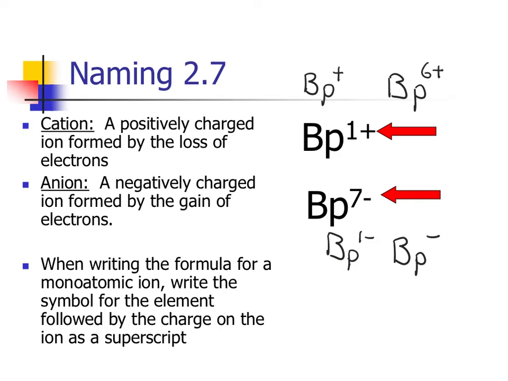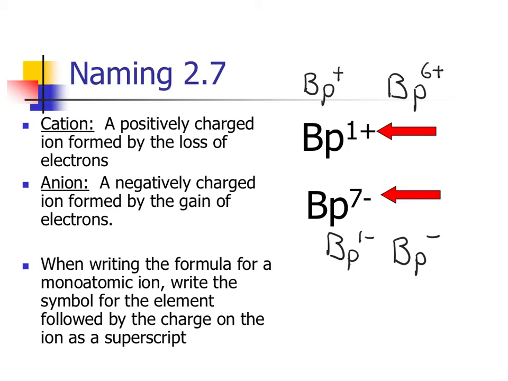When we write the formula, we write the symbol for the elements. We have to be able to identify our elements and know the symbols, followed by the charge of that ion in superscript. Now, the periodic table that we use for our class has a lot of these charges given to you in the upper right-hand corner of the periodic table.